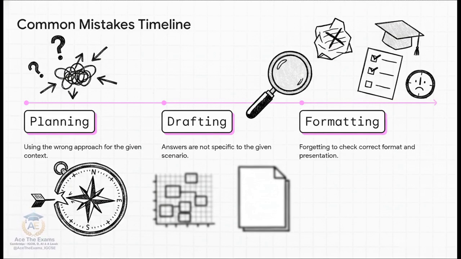Second, while writing, there is a severe lack of specificity. Students completely ignore the given scenario and write broadly, forgetting that their points must be directly applied to the exact data provided in the prompt. And third, right at the end of the timeline is poor presentation. You do all the hard work, but you lose marks because you used incorrect formats, missed required headings, or just totally forgot to verify your terminology. Let's make sure our final response paragraph is flawless.